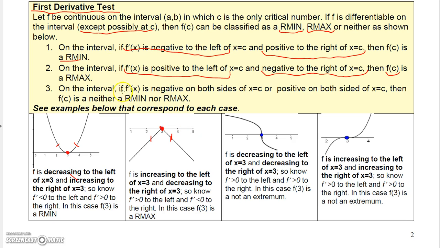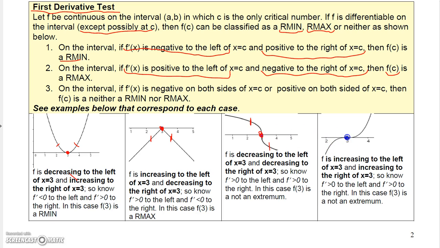Now, there's a couple of cases. If the derivative is negative on both sides of the critical number or positive on both sides of the critical number, then you don't get a relative minimum or max. So let's take a look at this. This point right here would be a critical number because you get a vertical tangent line here. But to the left of this, the derivative would be negative, and to the right of this, the derivative would be negative, because the function is decreasing on both sides of it. So since the derivative is negative on both sides, you do not get a relative extrema at this number.